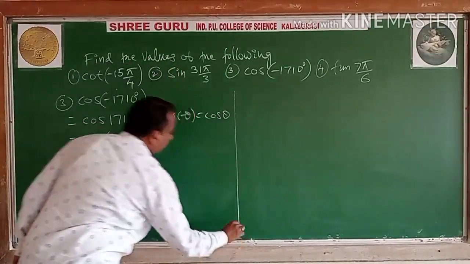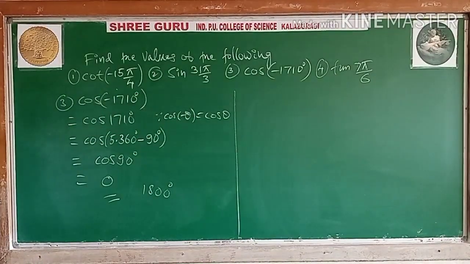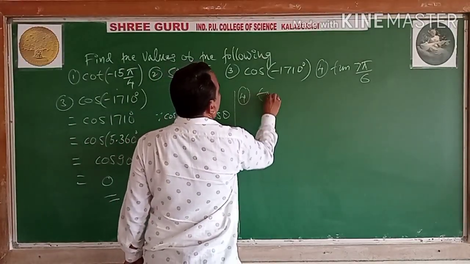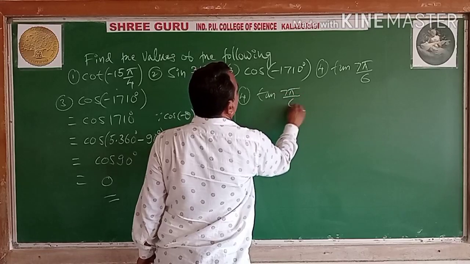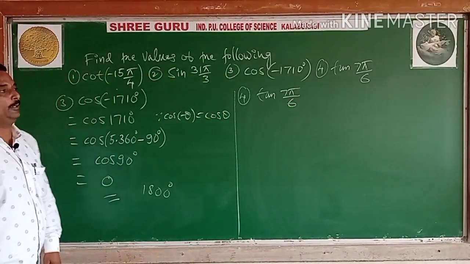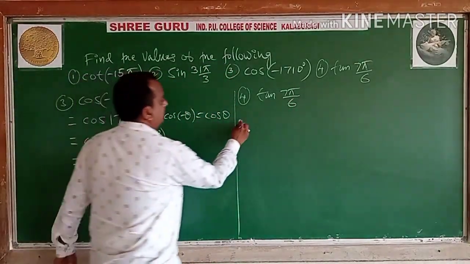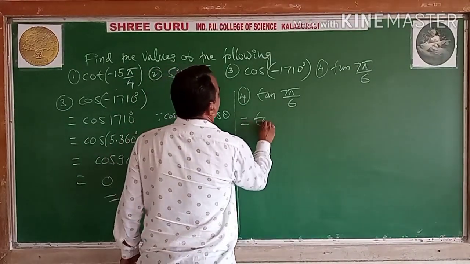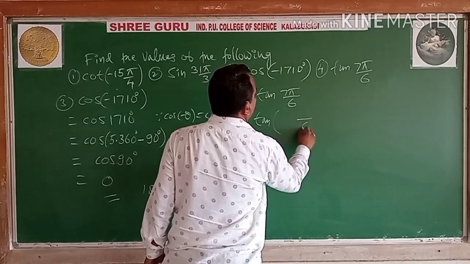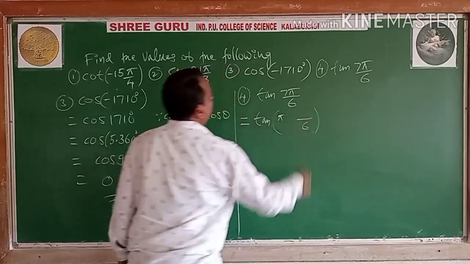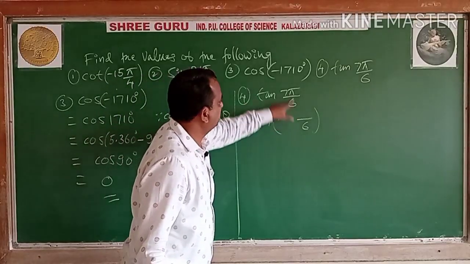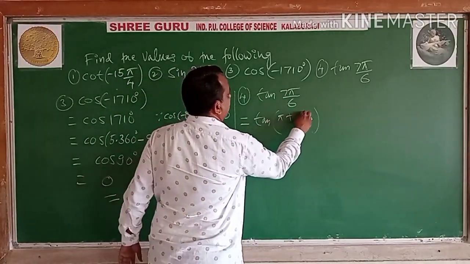Come to the next example. Fourth one. One more. Tan of 7 pi by 6. Let us see, students. Tan 7 pi by 6. What I have told, you should take 6 as it is first. Pi here, multiply 1. 6 pi, how much do you want? 7 pi. Yes, enough.